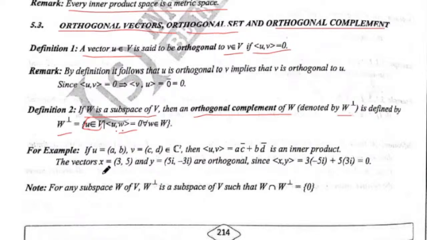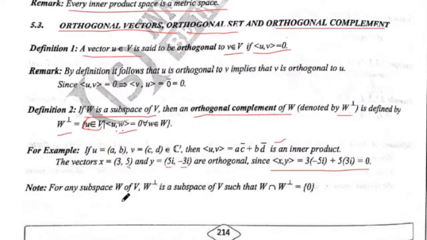For example, if u is (a, b) and v is (c, d), we already know that (u, v) defined by a c bar plus b d bar is an inner product. Then are the vectors x equal to (3, 5) and y equal to (5i, minus 3i) orthogonal? The inner product of x, y is 3 into c bar, and c bar is minus 5i, plus 5 into d bar, and d bar is plus 3i. So it will be minus 15i plus 15i, which is equal to 0. So (x, y) is equal to 0. Hence, we can say that these vectors x and y are orthogonal to each other.